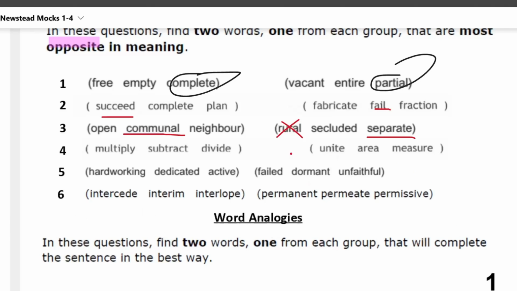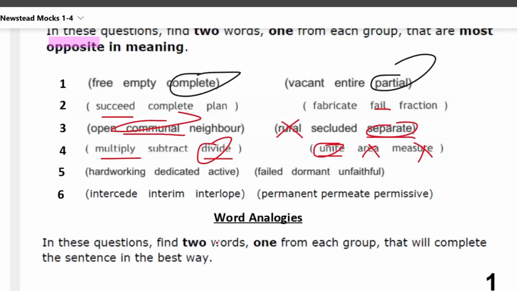Question number 4, I can already see that area and measure don't really have words that are completely opposite over here, because multiply is quite a synonym for area, but divide and unite, if you think about where those words come from, if you divide a group of people, unite a group of people, these are the most opposite in meaning, and let's just circle those so they're more clear.